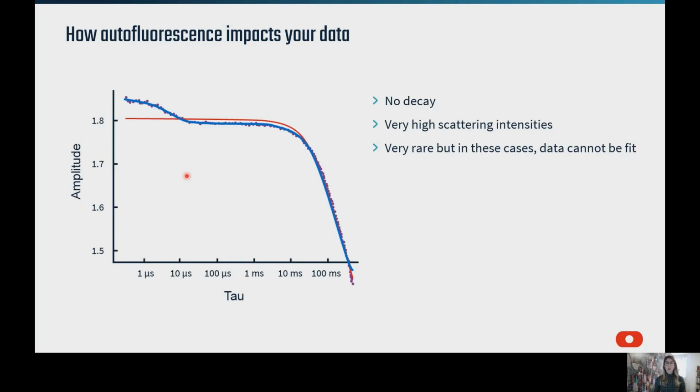And lastly, autofluorescence. So this is going to be at the same wavelength as the detector and can create poor autocorrelation functions as well. These are seen where there's really no decay during the acquisition and generally some very high scattering intensities. So while this is quite rare, if it does occur, the sample is not suitable for analysis at the DLS wavelength being used.